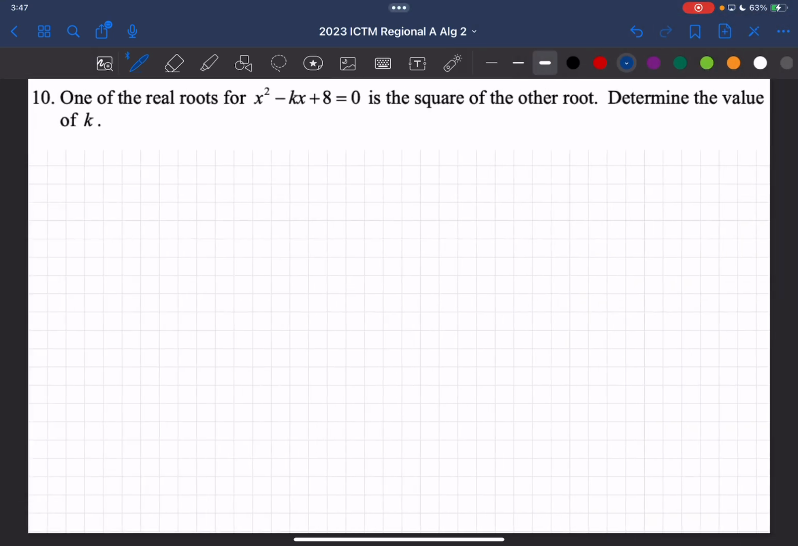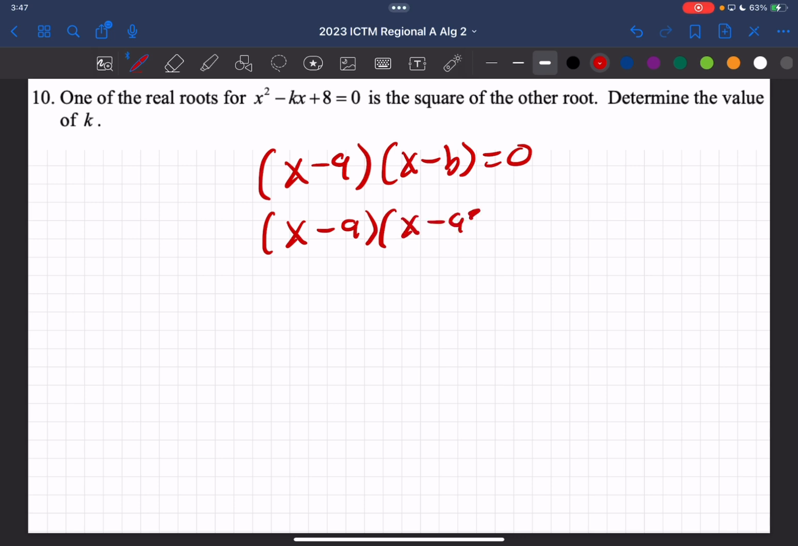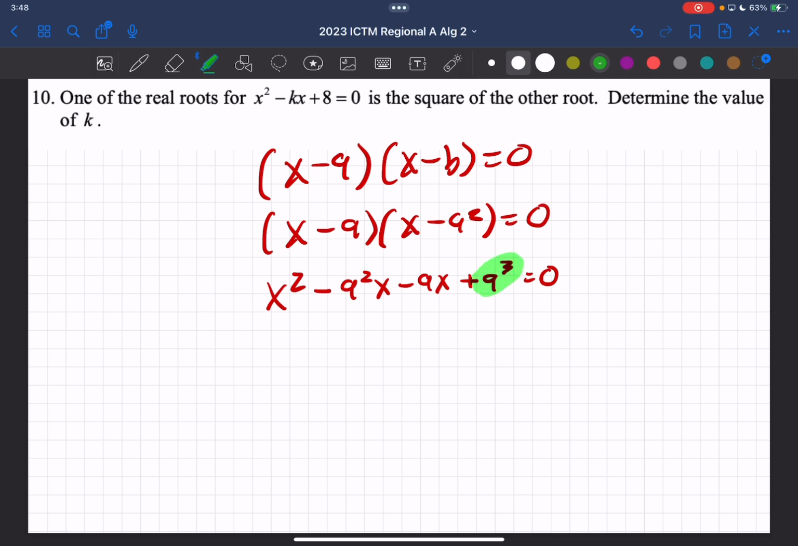Number 10. One of the real roots is the square of the other root. So we want to determine the value of k. If I were to factor this, we'd have x minus a, x minus b. But it says one root is the square of the other. So I could write x minus a and x minus a squared. If I were to FOIL this, I'd have x squared minus a squared x minus ax plus a cubed equals 0. Now, important thing here, this term is 8. So a cubed is 8. So that means a equals 2, which means b is equal to 4.